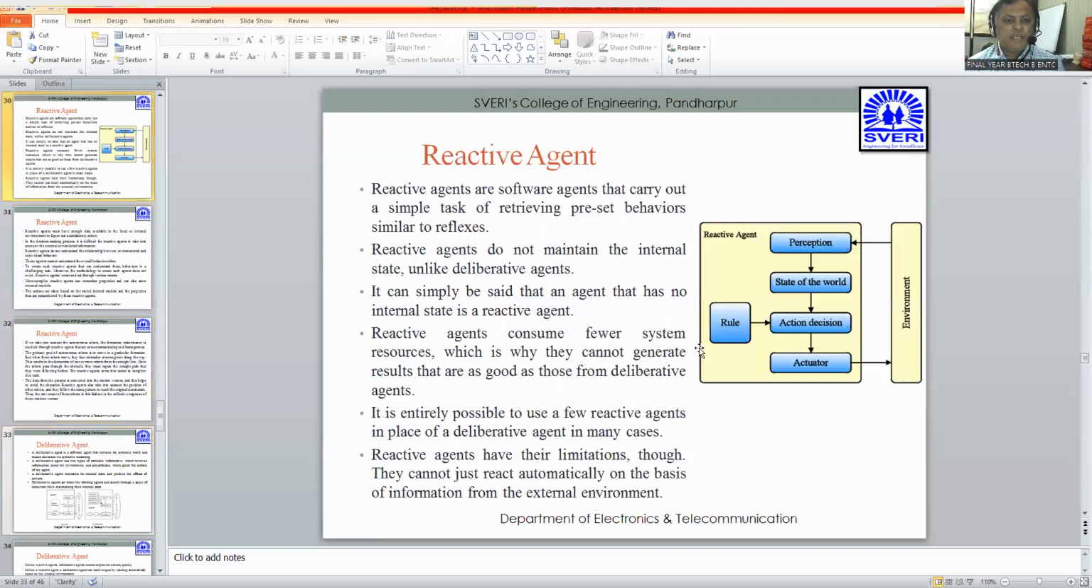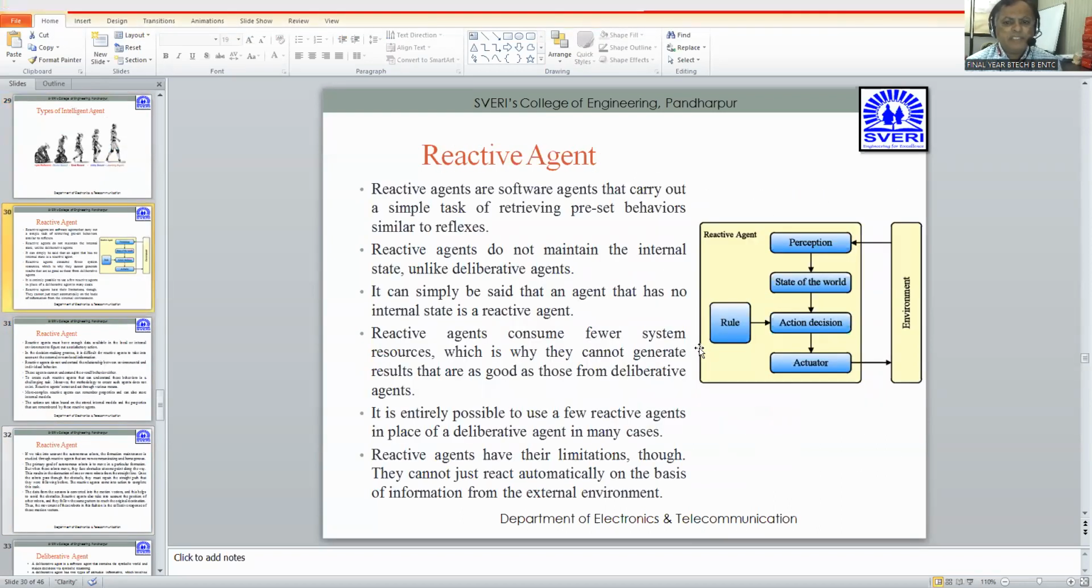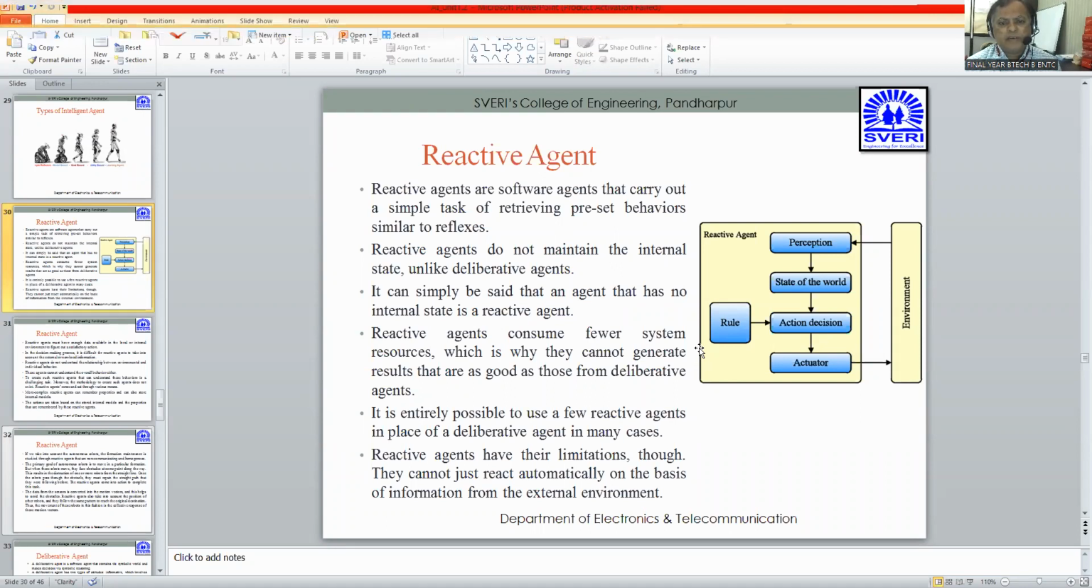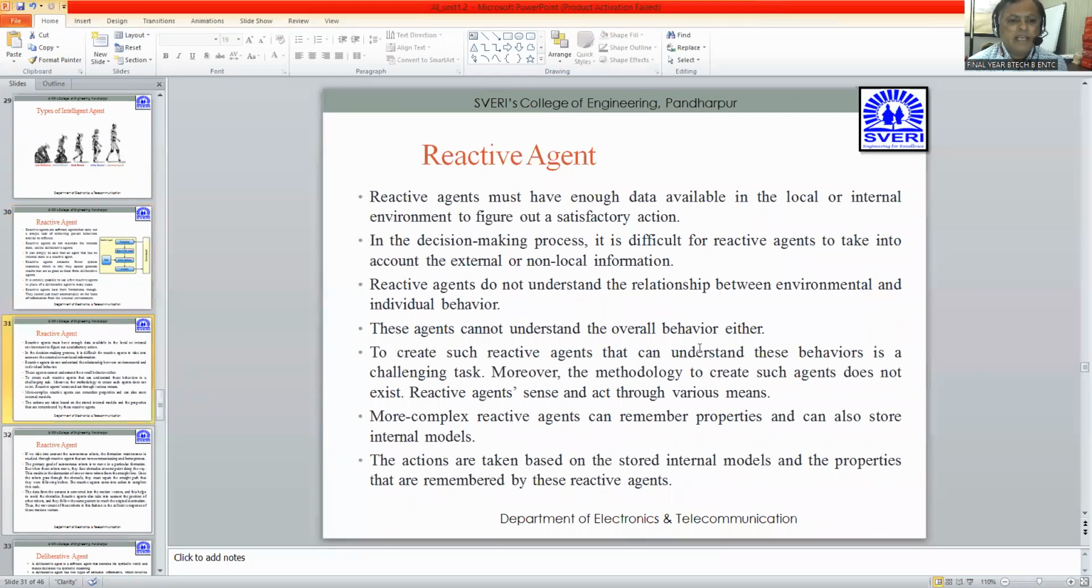Okay, so once again, reactive agent: simple, environment, sensors. The reactive agent will have sensors collecting the information from the environment, that is percepts, given to the state of the world, then action decision, that is nothing but rule-based action decision, and then the action is delivered into the environment through the actuators. Then the second most important point is that the reactive agent's most important task is to sense and act through various means.